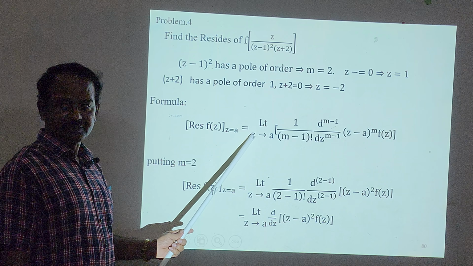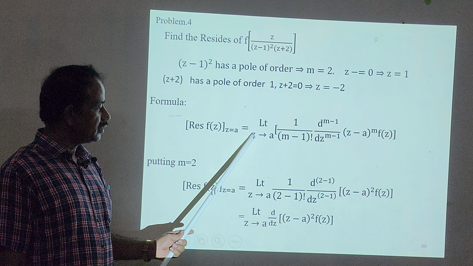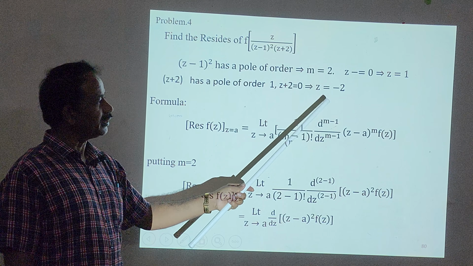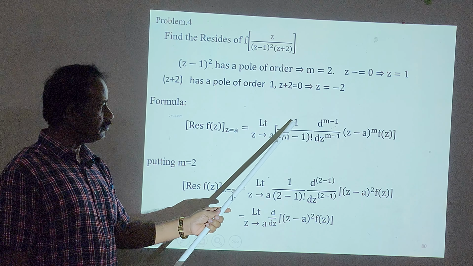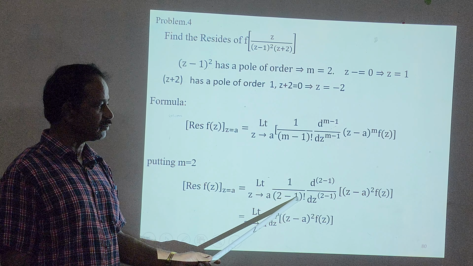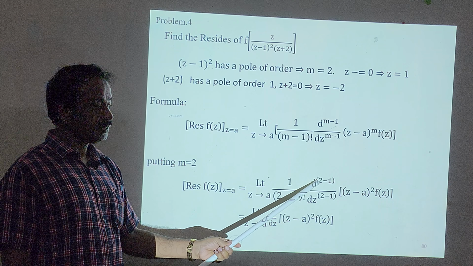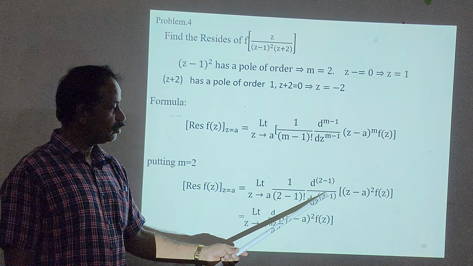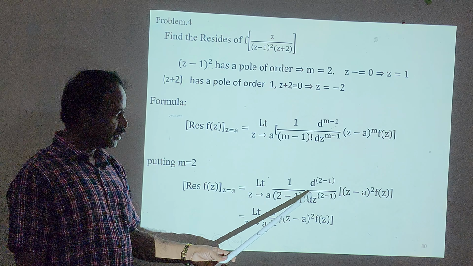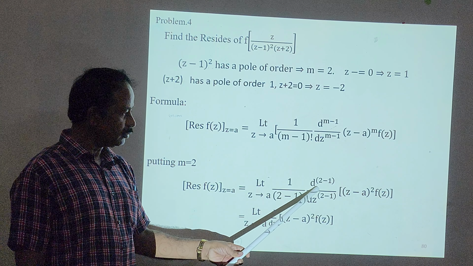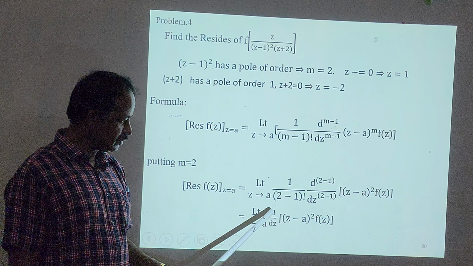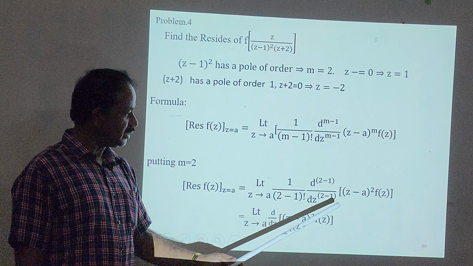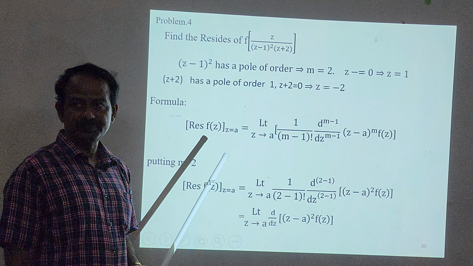Now formula is like this. So we know already formula. Now substitute for m equals 2 here. So m equals 2, that will give you 1 divided by 2 minus 1 factorial d to the power m minus 1, that will be 2 minus 1 divided by dz to the power 2 minus 1. So that will give you d divided by dz. This answer will be 1. So z minus a whole square f of z.